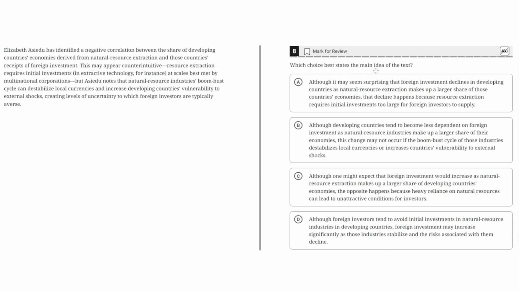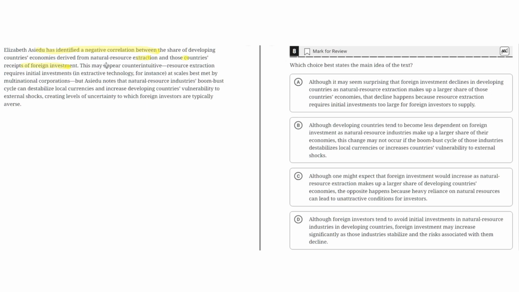Which choice best states the main idea of the text? Elizabeth Asedu has identified a negative correlation between the share of developing countries' economies derived from natural resource extraction and those countries' receipts of foreign investment.